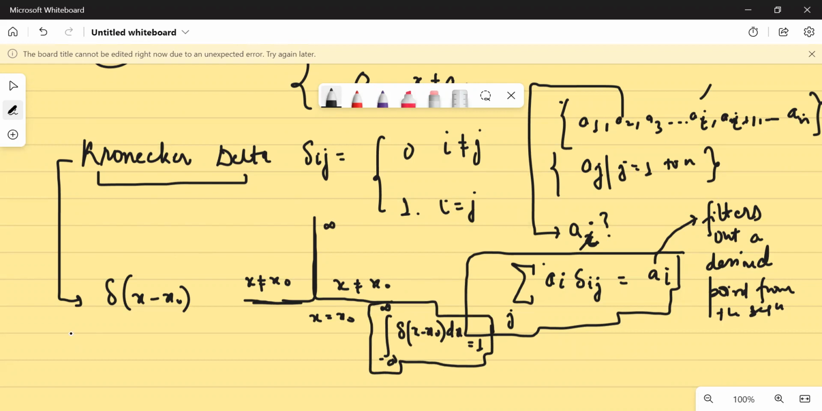Now, what if I multiply this particular function with a function f(x), which is continuous and Riemann integrable from minus infinity to infinity?